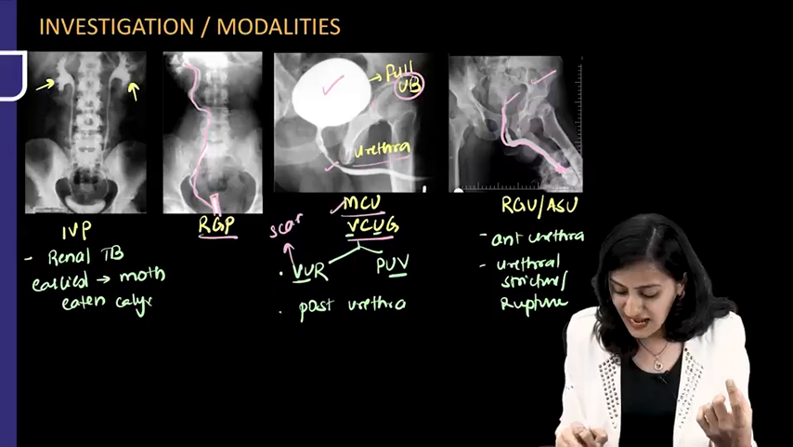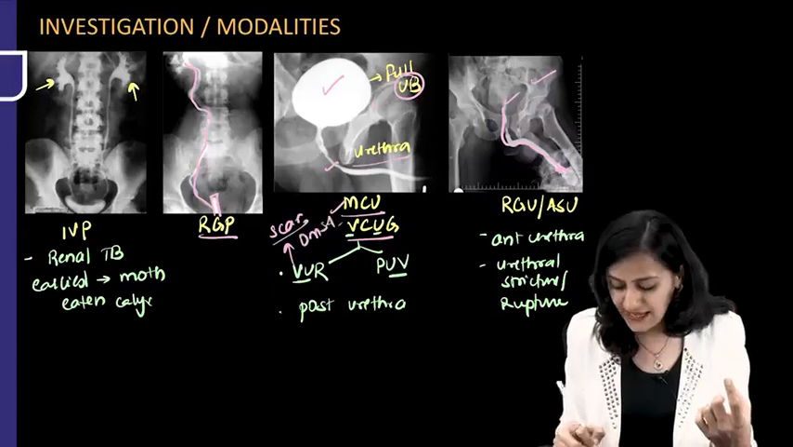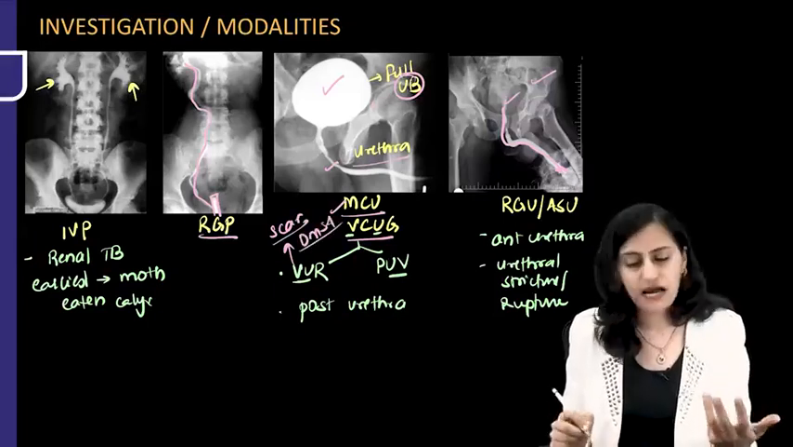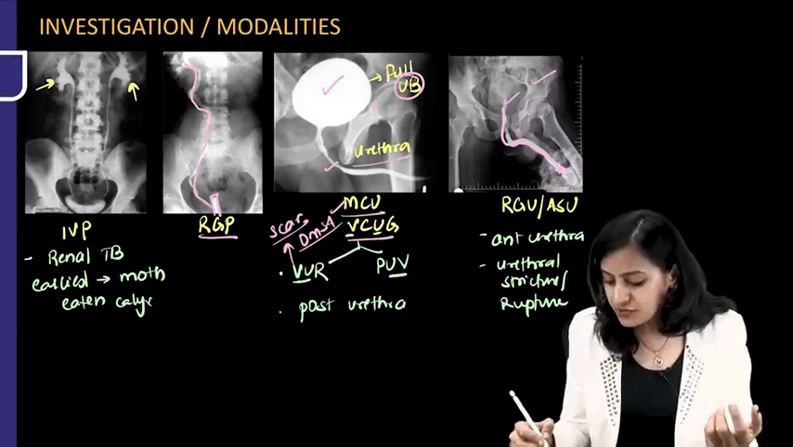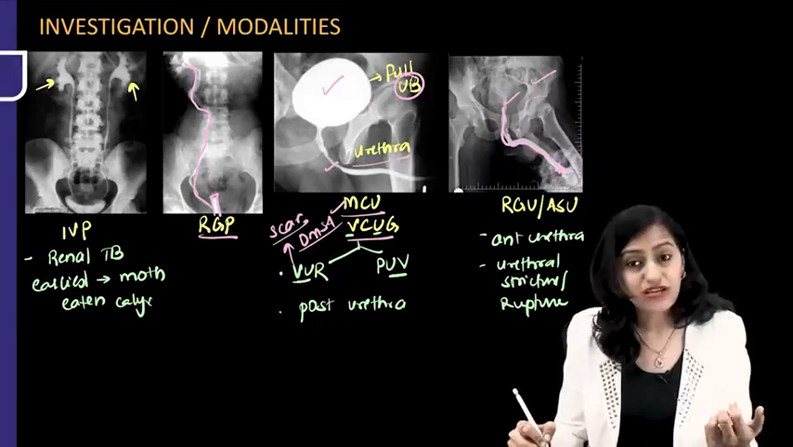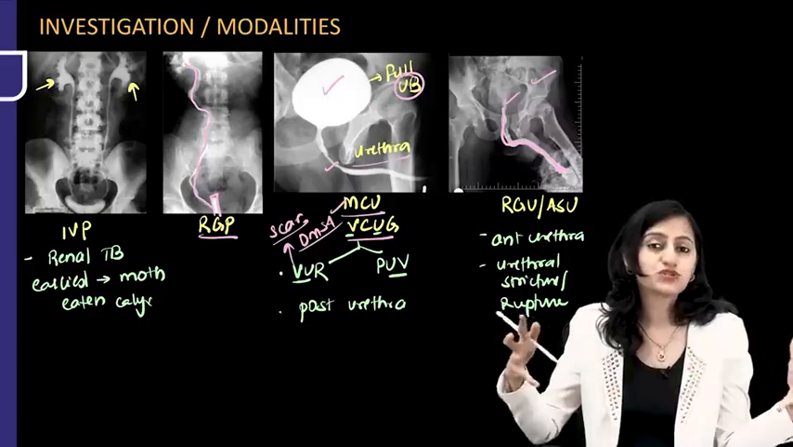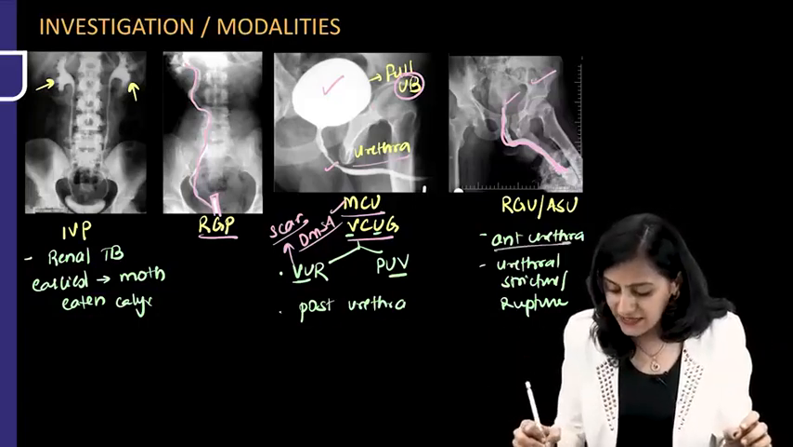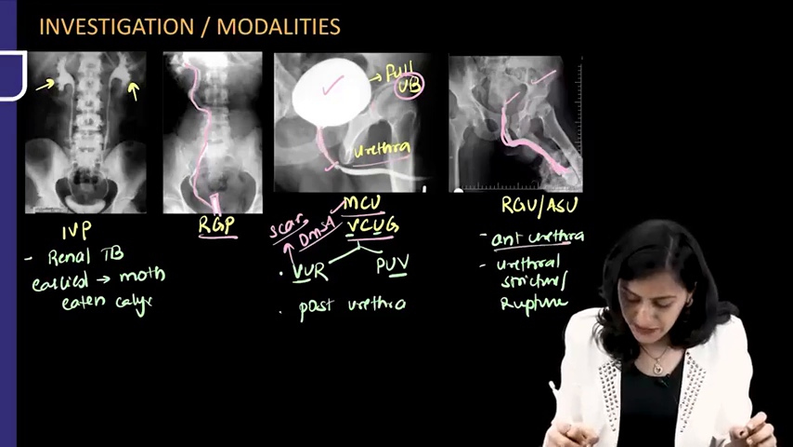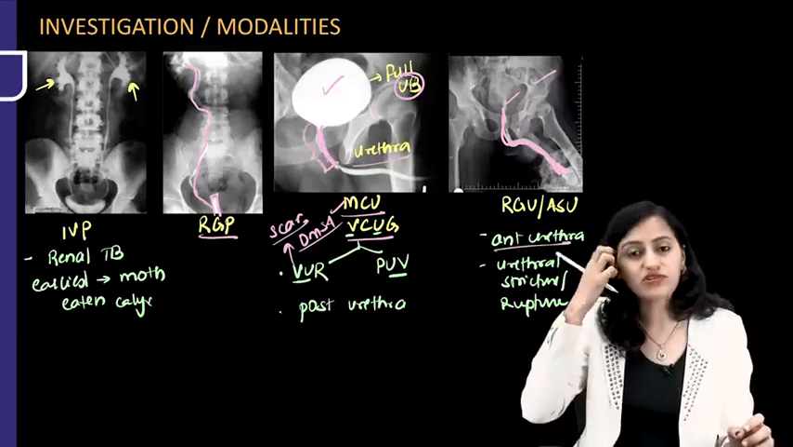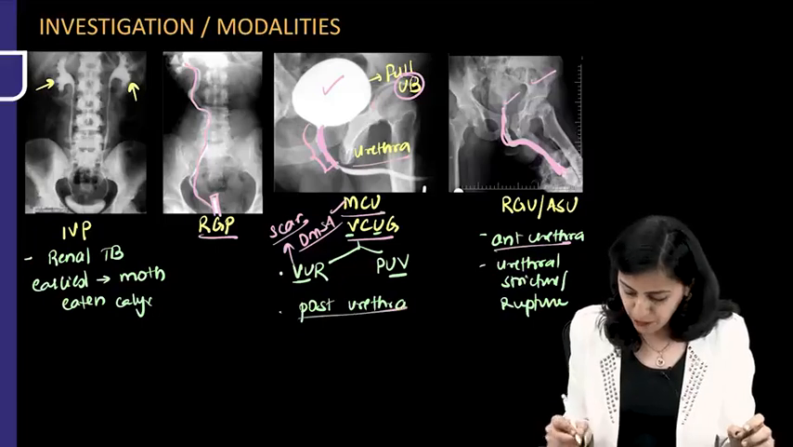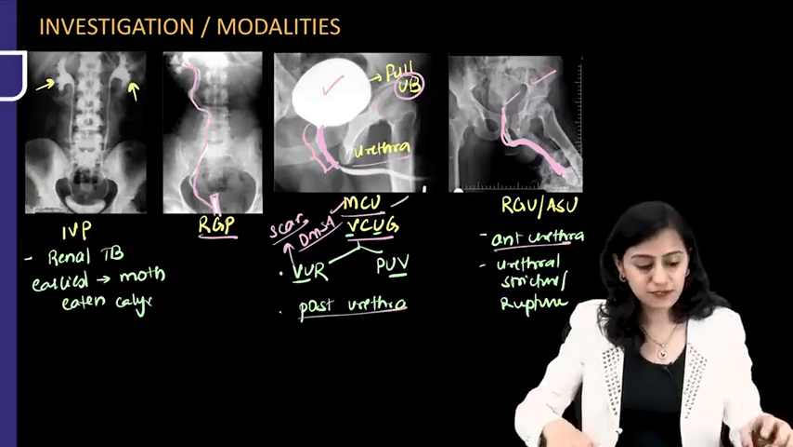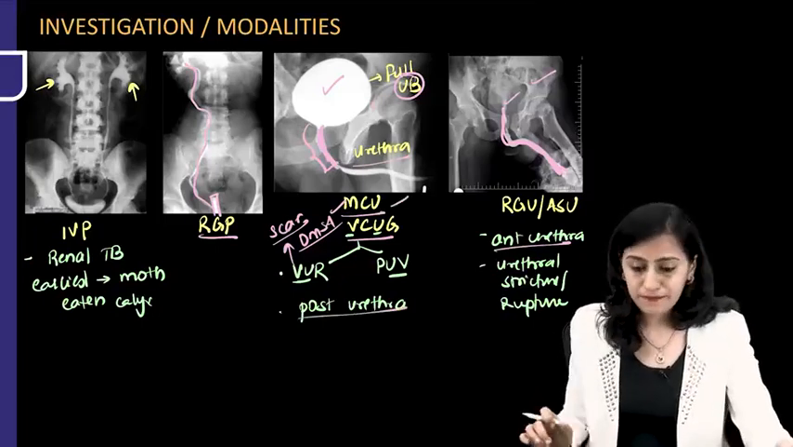To look for the scar in the kidney, the nuclear scan DMSA is done. RGU ASU is for the urethral stricture, the urethral rupture. It will show the contrast extravasation. RGU is better for anterior urethra. MCU is better for the posterior urethra, which is close to the bladder. So for posterior urethra, it is MCU. Okay, that is what we need to remember.